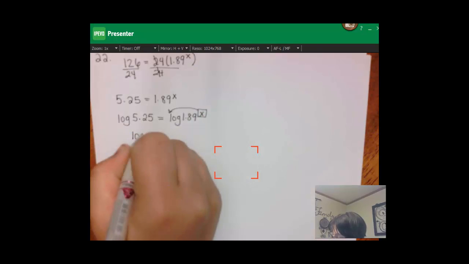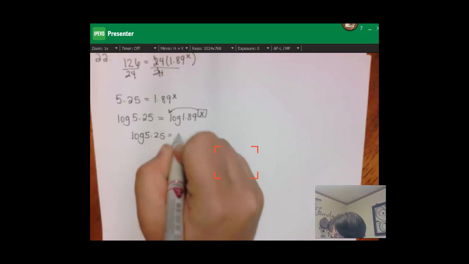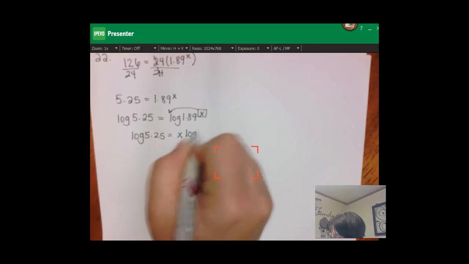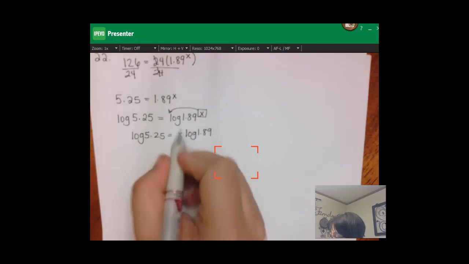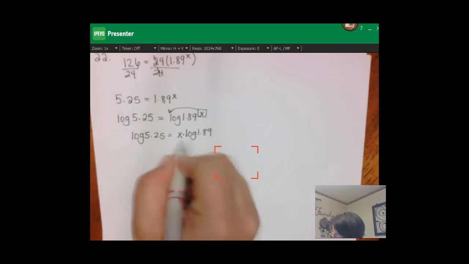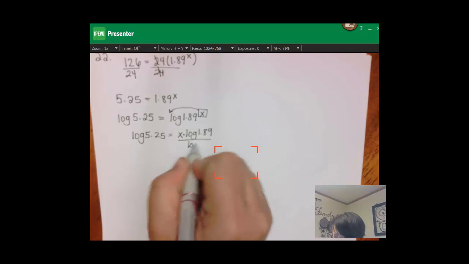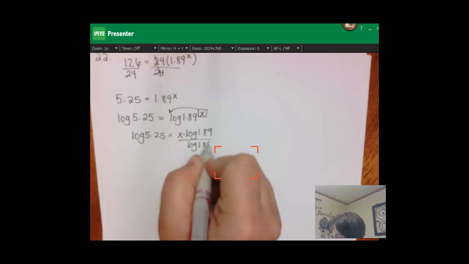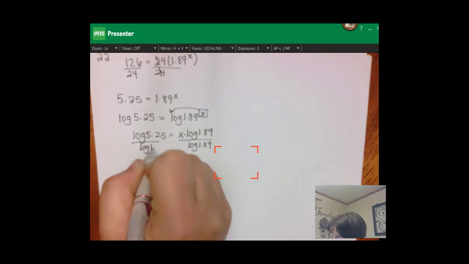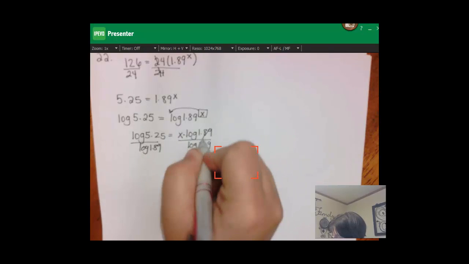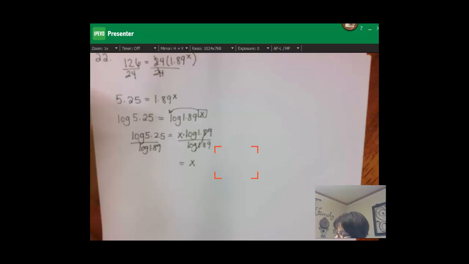So log 5.25 equals x log 1.89. All right, and then remember that these two are attached with multiplication, so all we have left to do is divide by log 1.89, divide by log 1.89. Those cancel, and you're left with x equals.